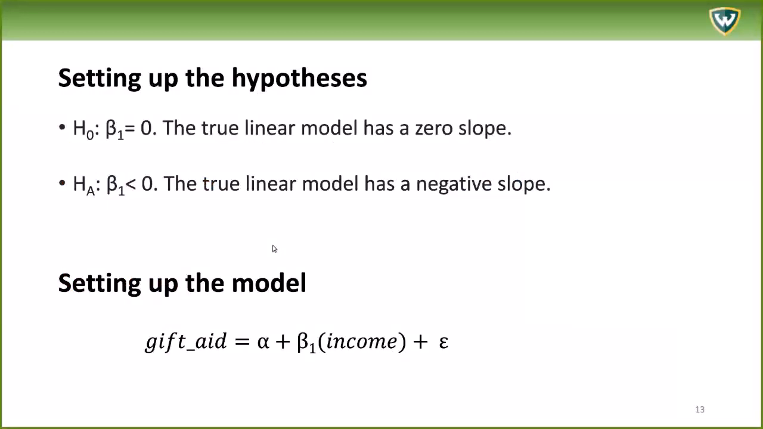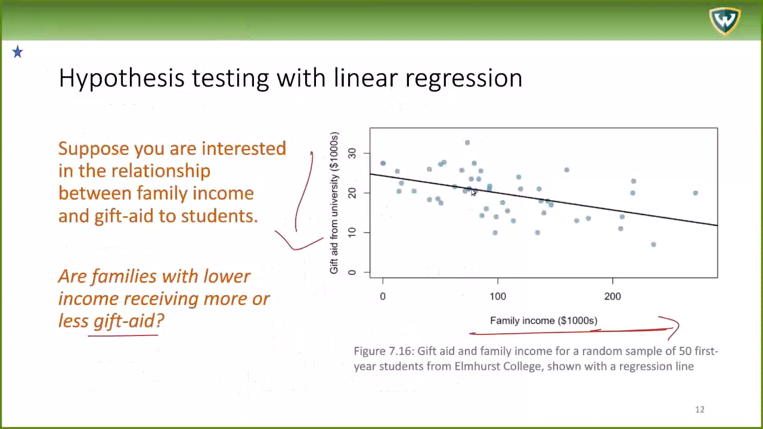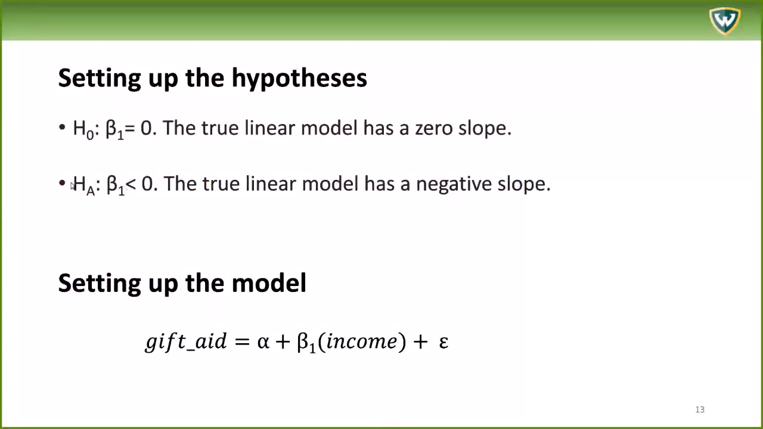So we can set up the hypothesis in the same way. We would assume that the true linear model has a zero slope. This is the null hypothesis. If a model has a zero slope, that means there is no linear relationship between the two variables. And we can also set up an alternative hypothesis that the true linear model has a negative slope. The theory indicates so, the data suggests so, so we don't need to just assume that it's different. The alternative is that the true linear model has a negative slope.